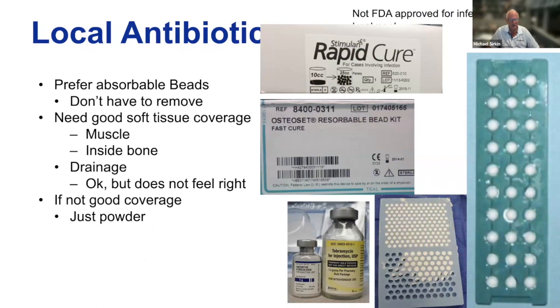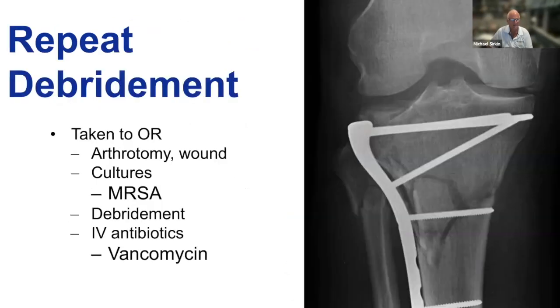Personally, I like to have good soft tissue coverage around them, either under muscle or inside of bone. Mike McKee had a paper out showing that there was drainage and it was okay, but it just doesn't feel right to me to not get the soft tissue envelope to really seal. And so I tend not to put it in areas of subcutaneous bone or when there's not good soft tissue. In those cases, I just use powder. And Arun's going to talk a little bit about powder and antibiotics in wounds later.